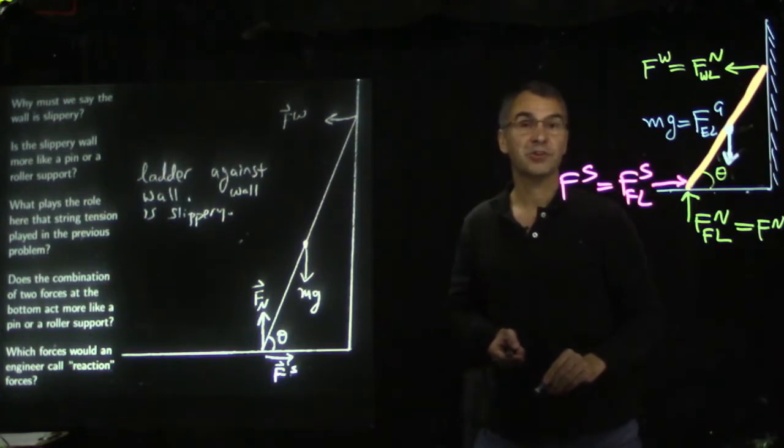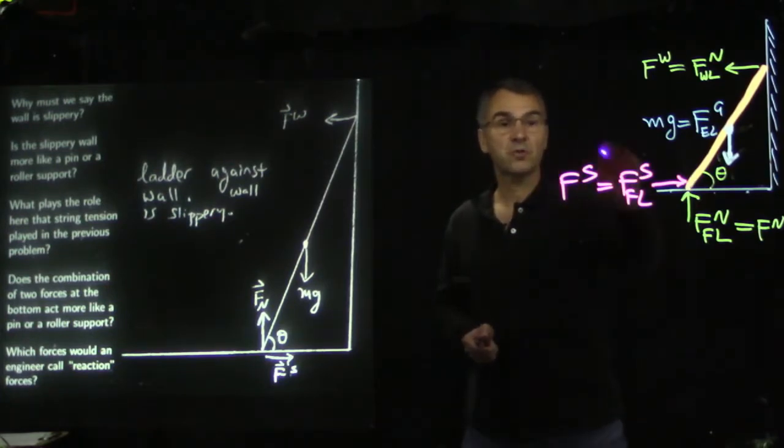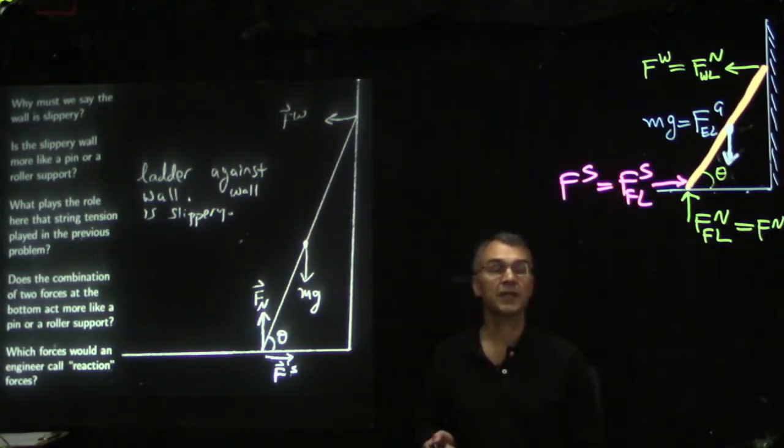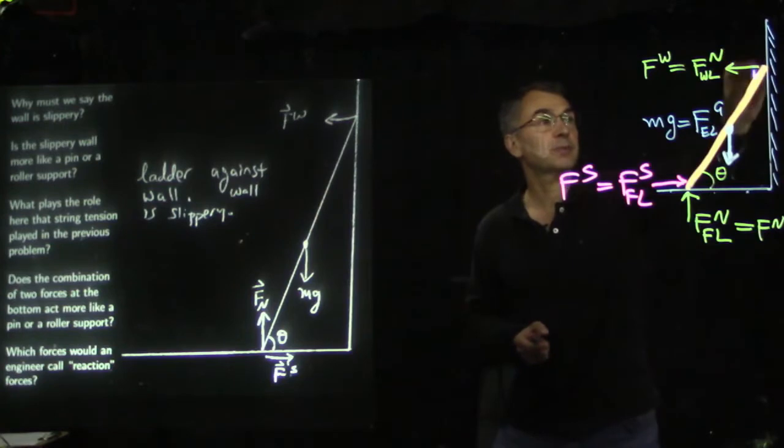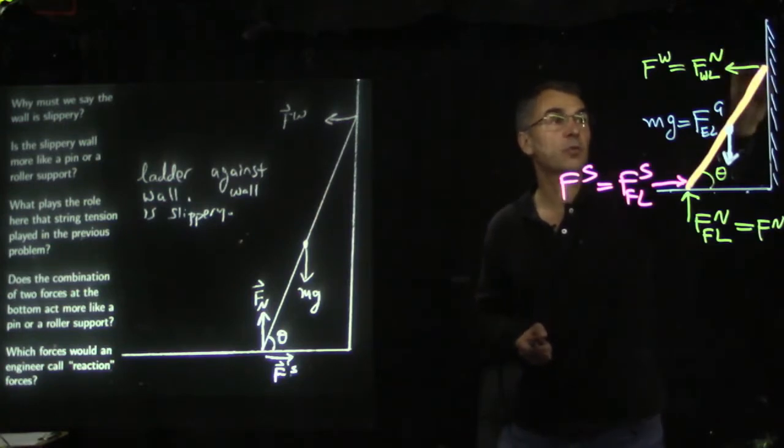Unlike kinetic friction, which we know once we work out the normal force, static friction is a force whose magnitude we don't know until we work out how big static friction needs to be to keep the object from slipping. So we have three unknowns: F wall, F static, and F normal. Now if the wall were not slippery, we would have a fourth unknown force, which would be this static friction force exerted by the wall on the ladder.